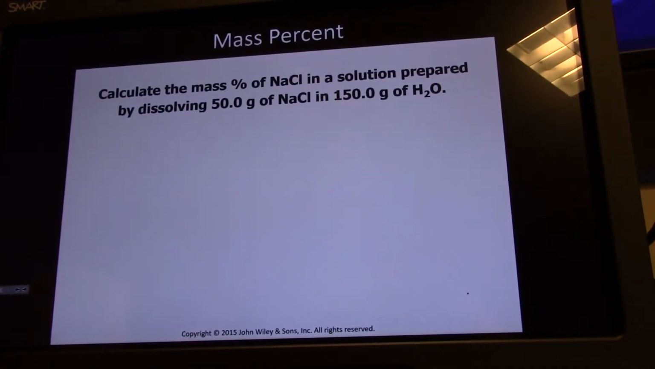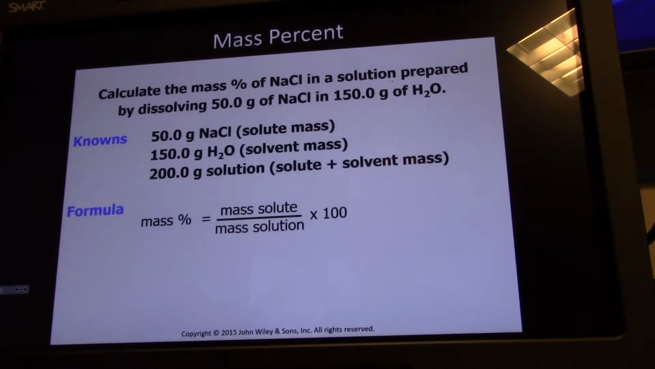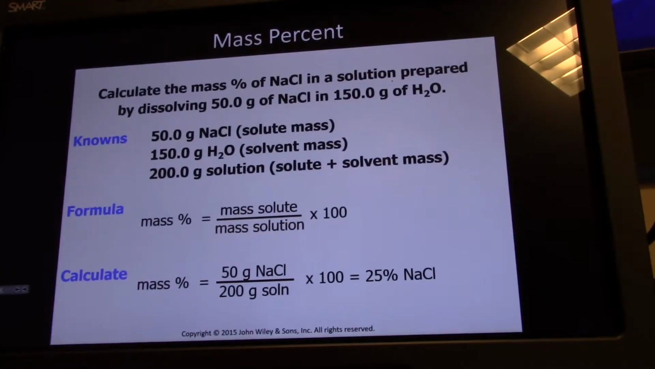So, mass percent. Calculate the mass percent of sodium chloride in a solution prepared by dissolving 50 grams of sodium chloride in 150 grams of water. Well, if I dissolve that salt in the water, my total mass will be 200 grams of solution. So I take my 50 grams of solute divided by 200 grams of solution. It's 25% sodium chloride by mass. Because of the 200 grams, a fourth of it is salt by mass, 25%.